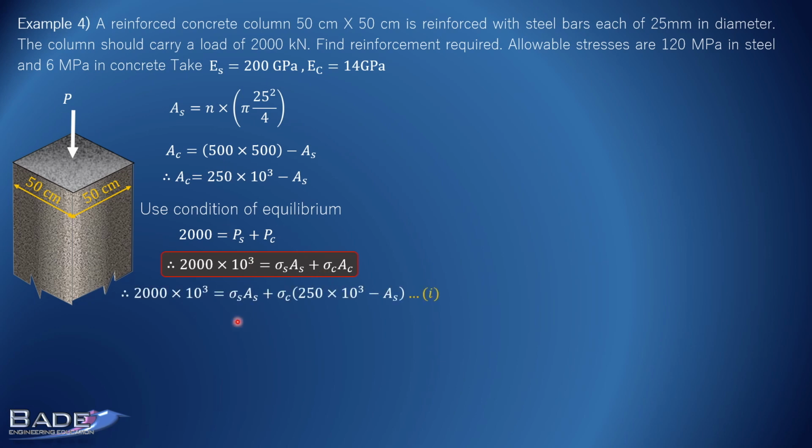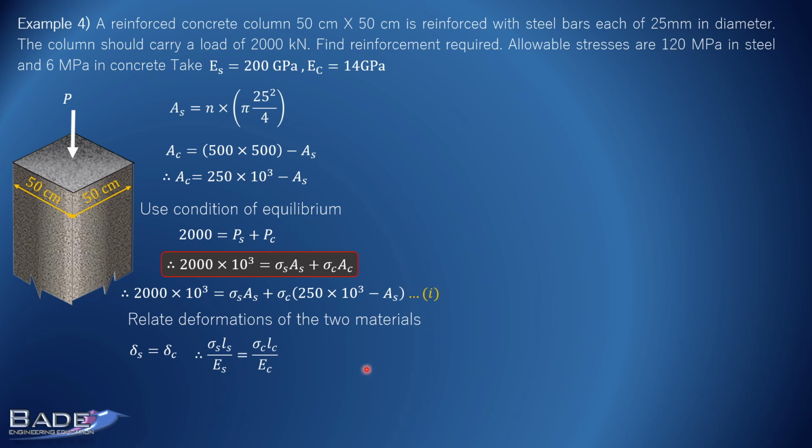Okay. So now put the values. So 2000, that is equal to sigma S AS plus sigma C into AC. AC how much? 250 into 10 raised to 3 minus AS. So this is the first equation. Relate deformations of the two materials. Okay. So that is obvious. Delta S is equal to delta C.